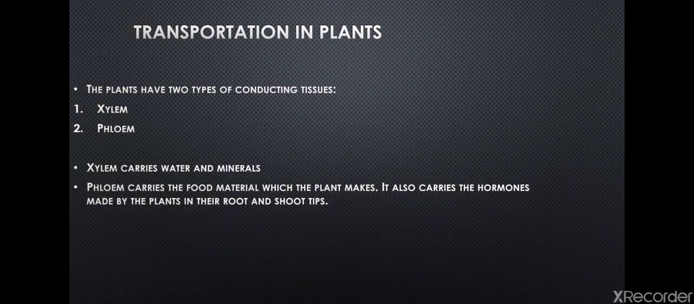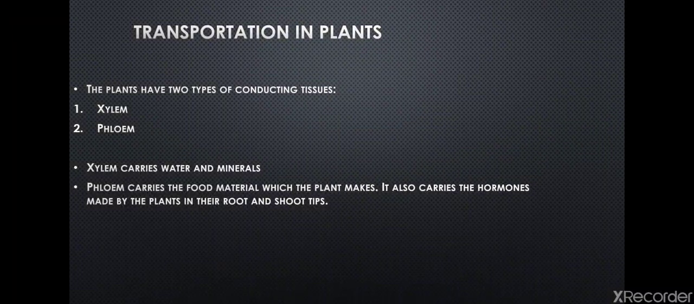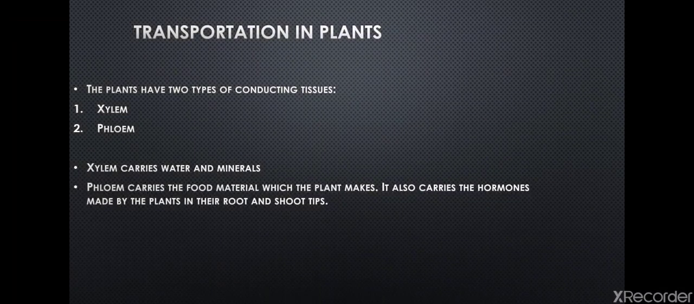So, transportation is a life process in which a substance which is absorbed in one part of the body or which is formed in one part of the body of an organism is carried to the other part of its body. So basically the large organisms, for example plants and animals, need transport systems in their bodies to supply all the cells with food, oxygen, water and other materials.